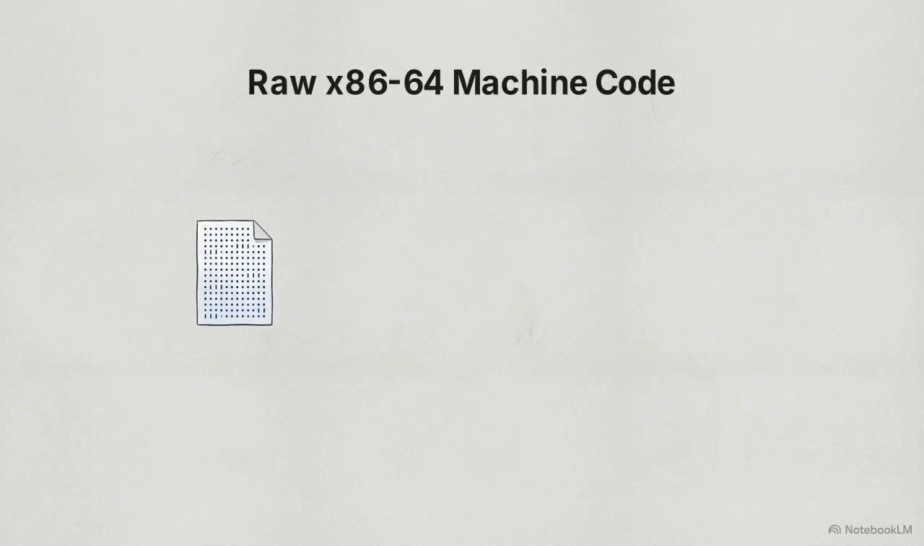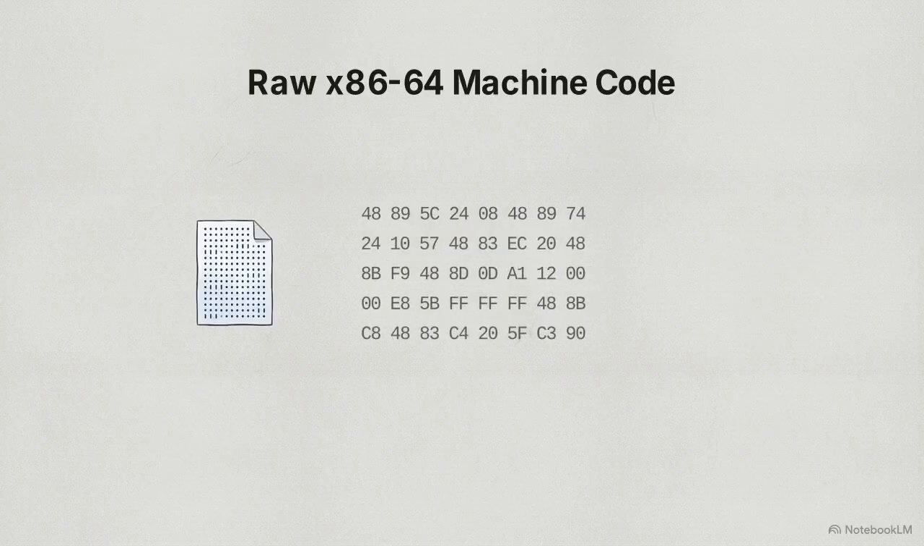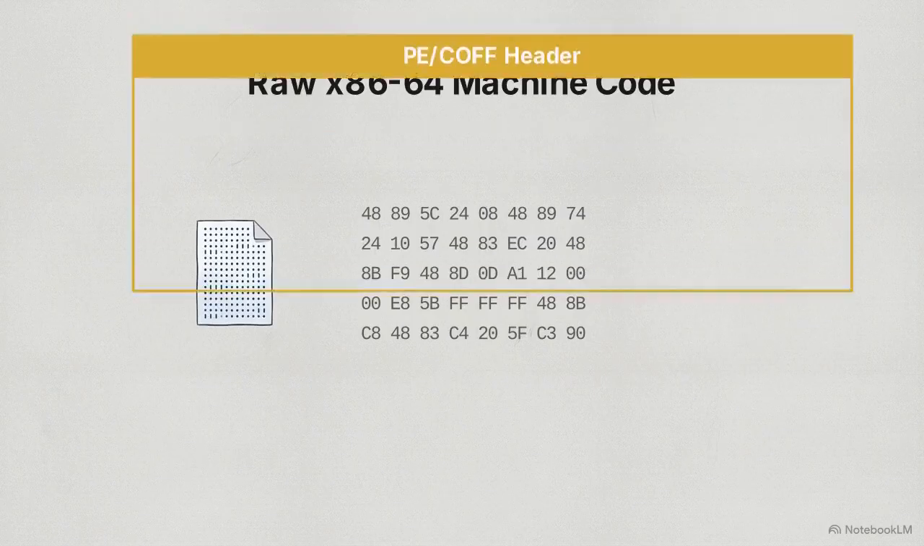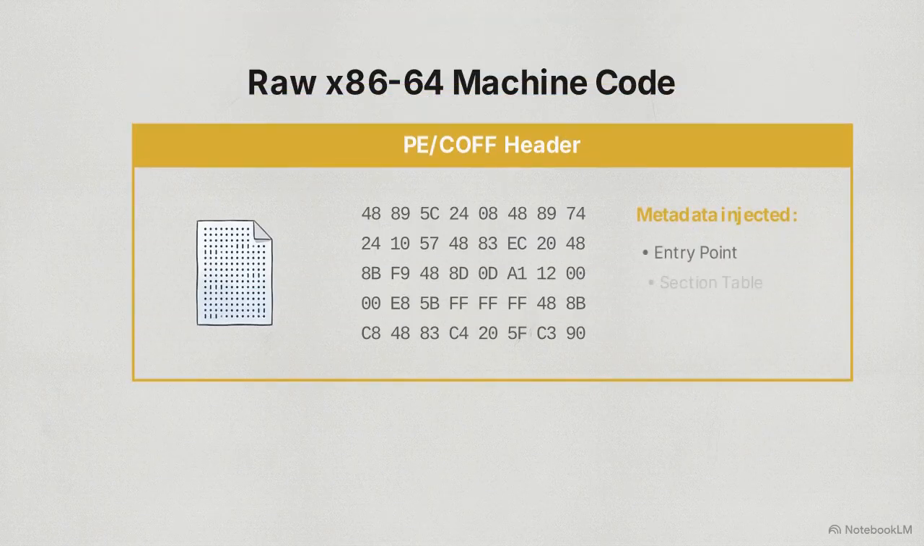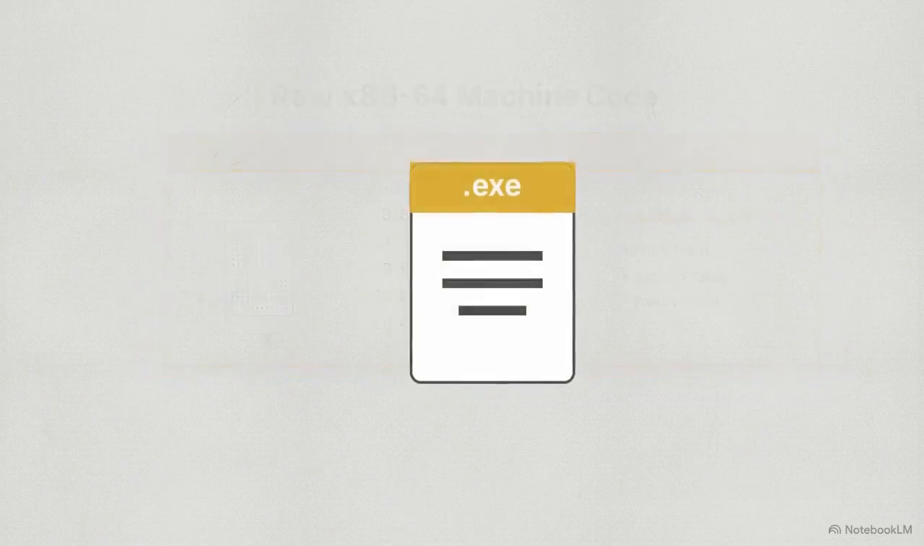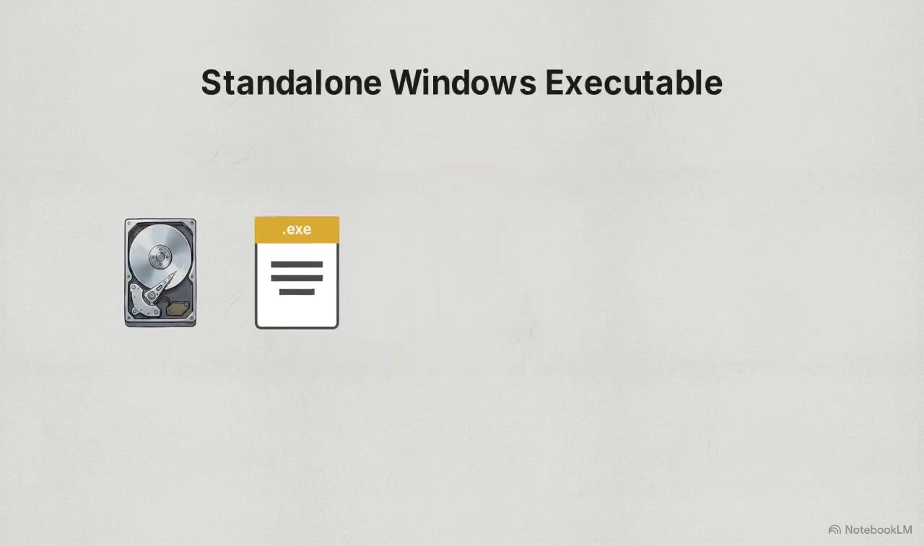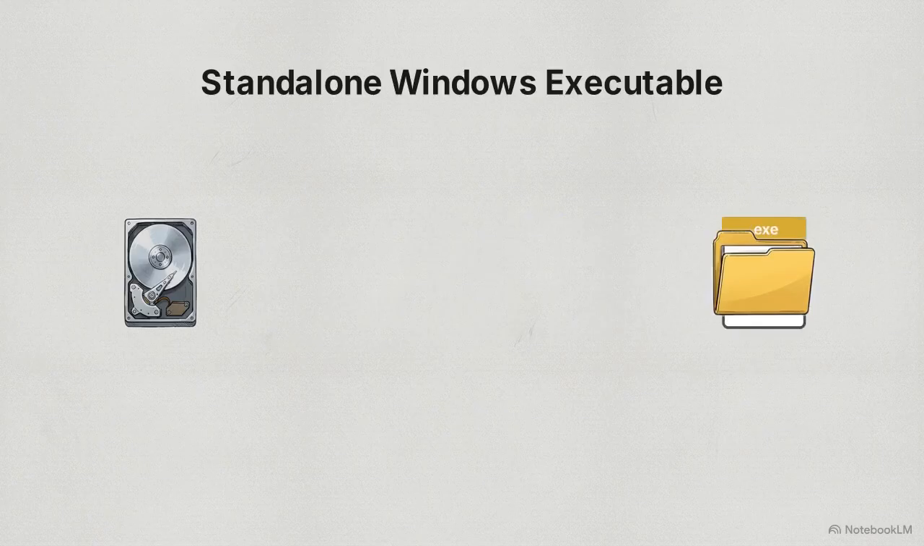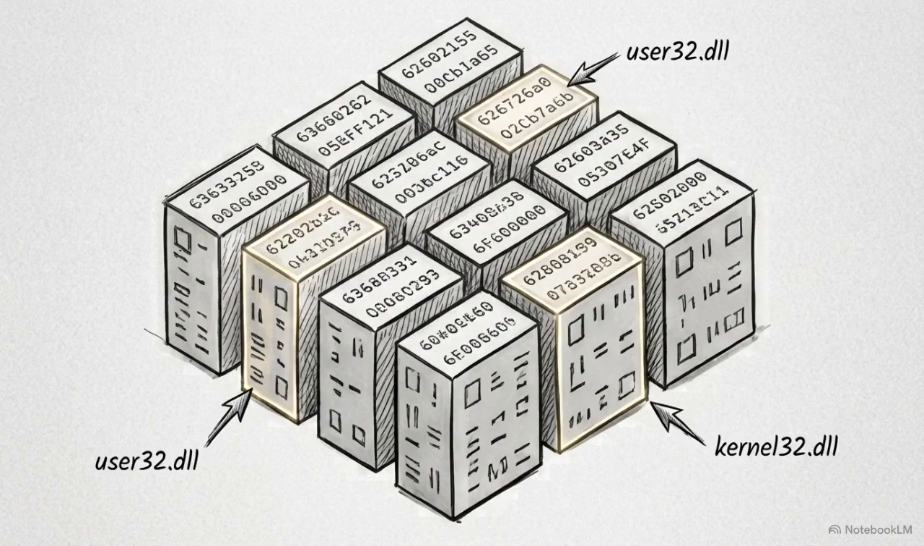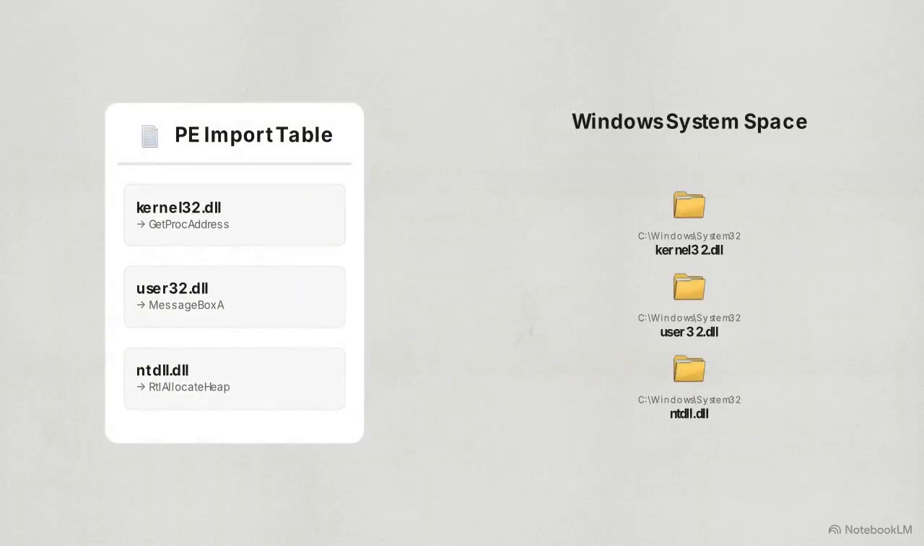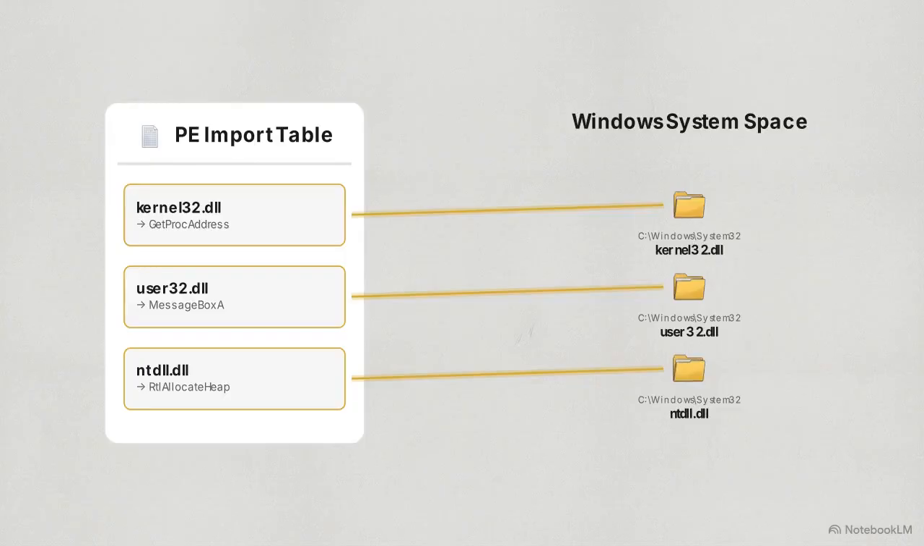This animation illustrates the ahead-of-time emission process. The raw x86-64 instructions are wrapped inside a portable executable and common object file format structure, universally known as PE/COFF. This header contains the metadata Windows needs to load the file. If the code needs to call external Windows APIs, Viper writes those dependencies directly into the PE import table. The Windows loader then automatically resolves those system calls when the program starts.